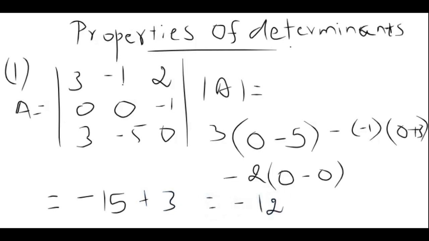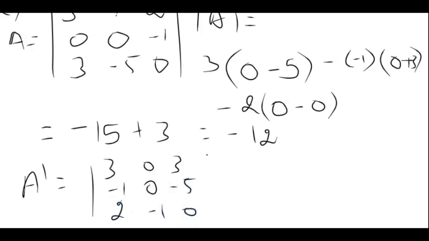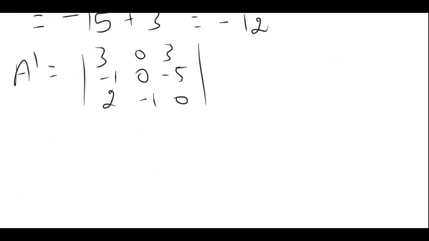which is nothing but minus 12. Now let us interchange the rows and columns. So let us take that as A dash. A dash is equal to 3, 0, 3, minus 1, 0, minus 5, 2, minus 1, 0. Now let us expand this.